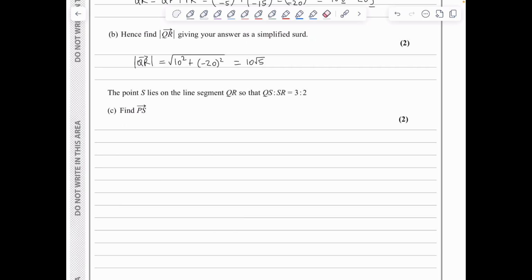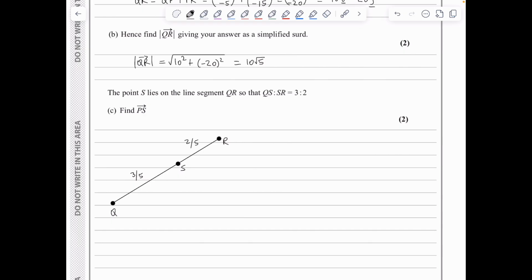In part C, we are told that the point S lies on the line segment QR such that the ratio of QS to SR is 3 to 2, and we need to find the vector PS. So it makes sense to draw a straight line segment. We've got S sitting between Q and R. We are told that the ratio is 3 to 2. This means that QS is 3/5 of QR and SR is 2/5 of QR.